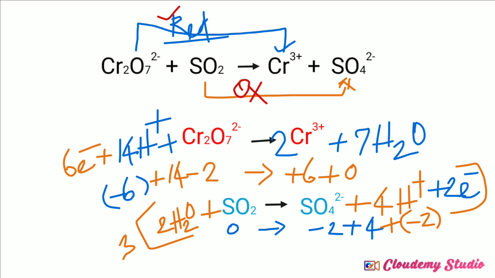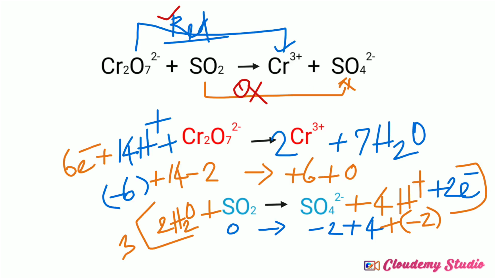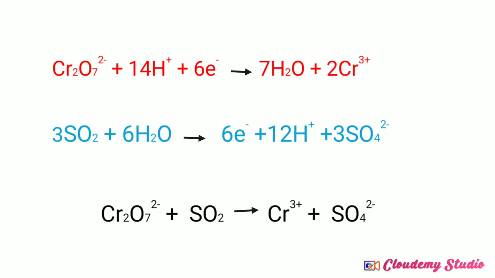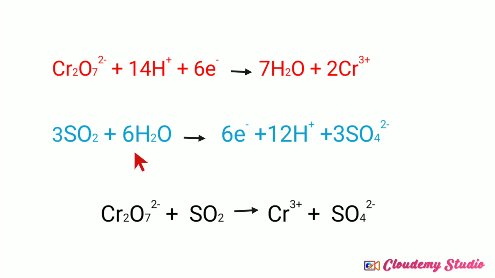Then after that, both the half reactions we need to add together. That we can do on the next page. Now the reduction reaction is written here. This is the reduction reaction that we got on the previous page. And this oxidation reaction is multiplied by 3: 6 moles of water, 3 sulfur dioxide, 3 sulfate, 12 hydrogen ions and 6 electrons. That is what we have got here.